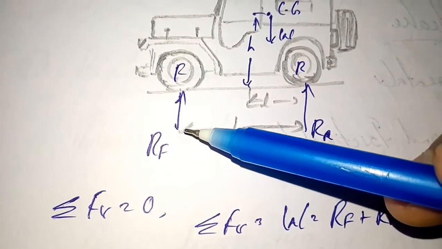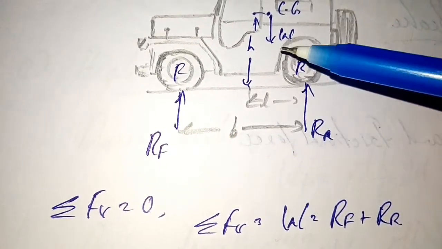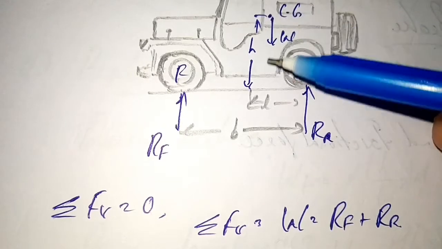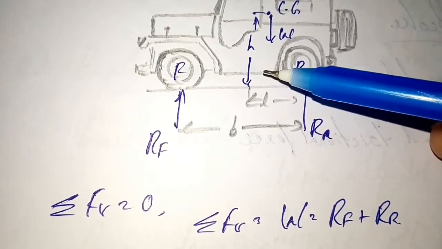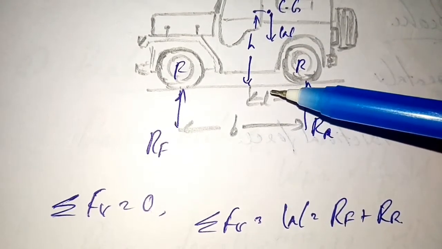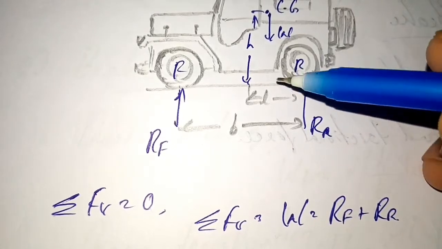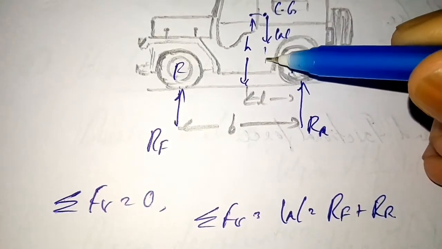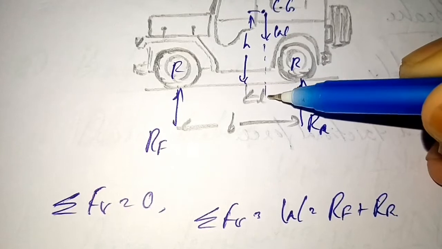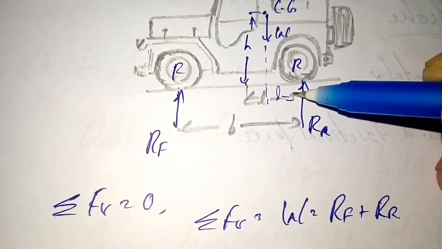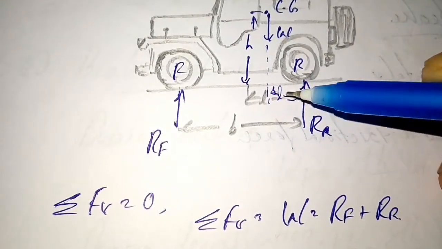So the clockwise moment is Rf into B, and the counterclockwise moment is made by the weight of the vehicle, which is W into L, as you can see here. The L is the distance, this is the distance L. Sorry for the mistake.